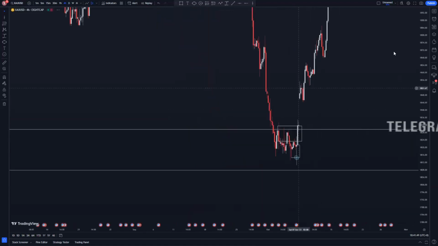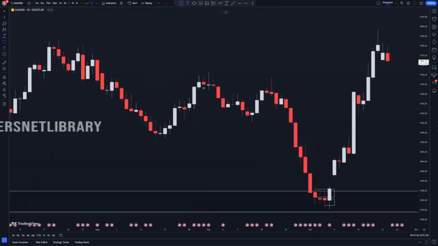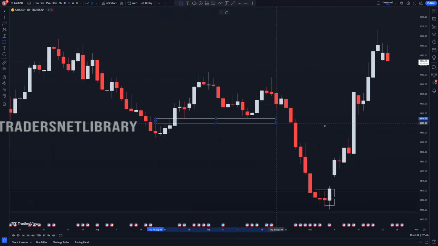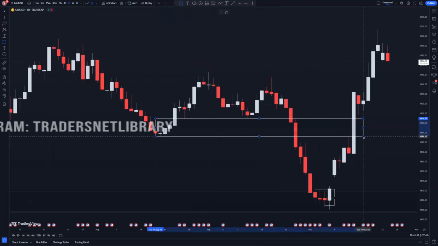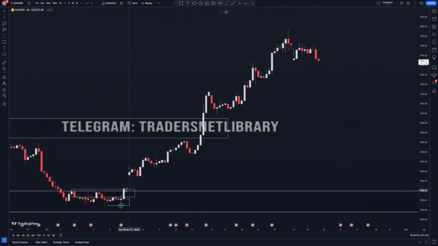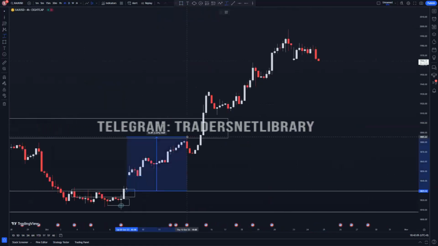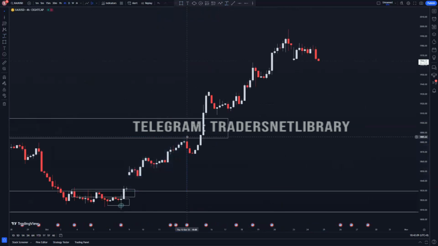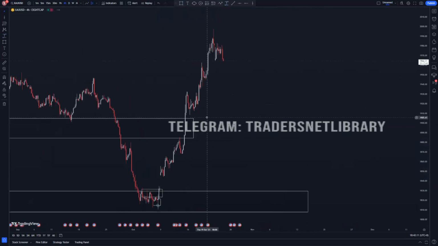So right over here, look at the daily. Where was our opposite zone? This one, right? So minimum, the price is going to reverse from here by 500 pips. Right? Get it? So this is how it works.